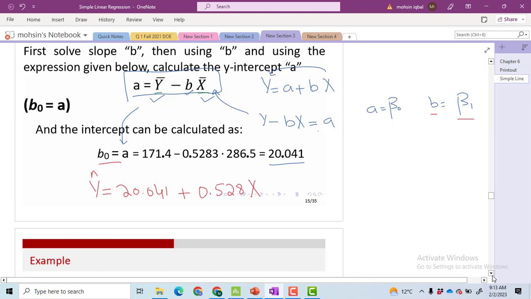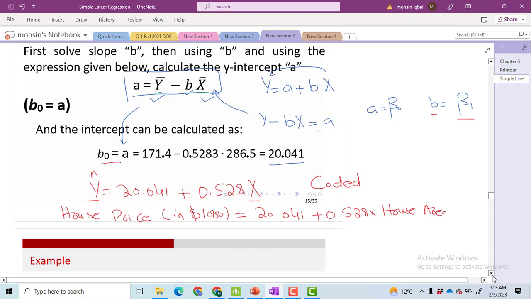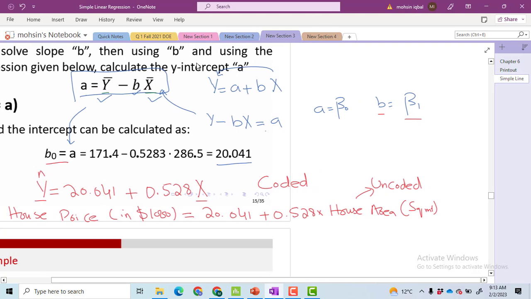This is the regression equation in the coded form, because we have not used the exact names of these variables. If we write house price, and in brackets in thousands of US dollars, is equal to 20.041 plus 0.528 multiplied by house area in square meters. So this is my uncoded equation, because I have uncoded my variable names.